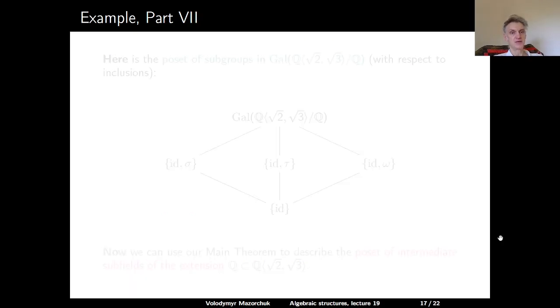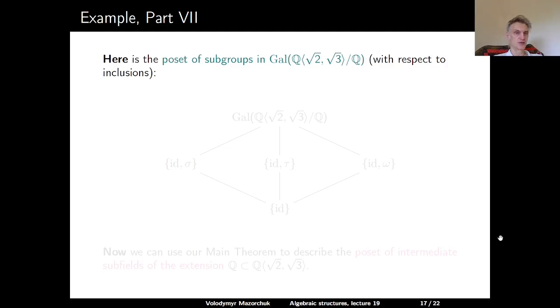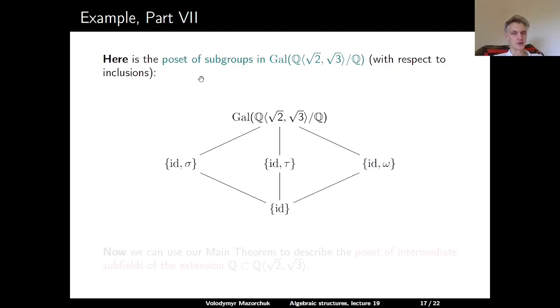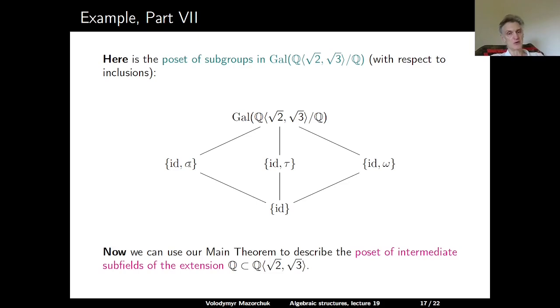And here is the poset of subgroups of our Galois group with respect to inclusions. So we have the smallest subgroup, the identity, the largest subgroup is the whole group, and here in the middle we have 3 two-element subgroups, each consisting of the identity and one of the elements of order 2. So now we can use our main theorem to describe the poset of intermediate subfields for our extension.